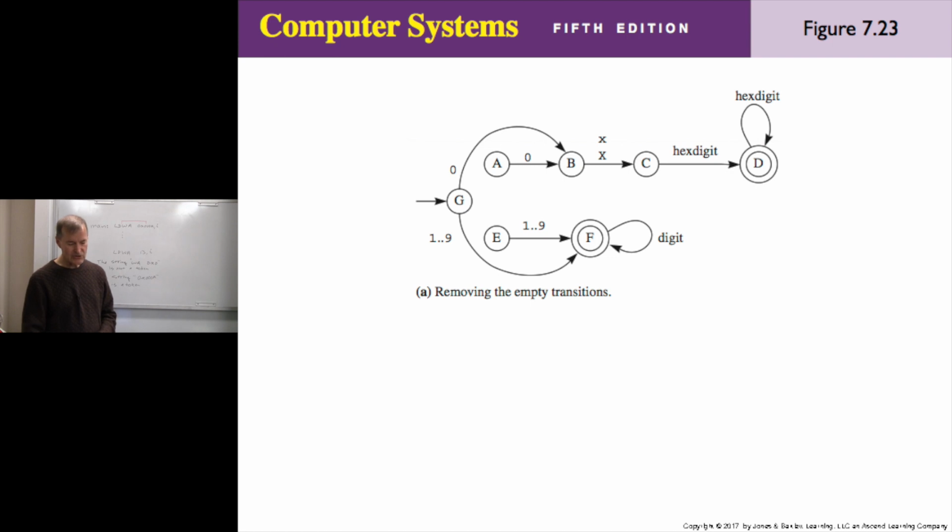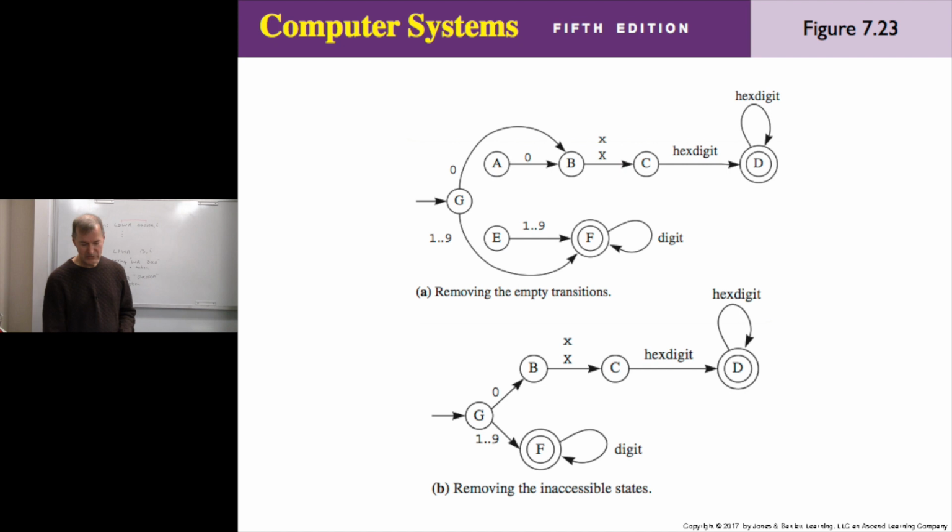Okay, so as you anticipated here in figure 7.23a, we can eliminate the empty transitions by going from G to B on 0 and going from G to F on 1.9. But now what do we notice? States A and E are what? Inaccessible. So what can we do with those? Remove them. So boom, there's our multiple token recognizer.